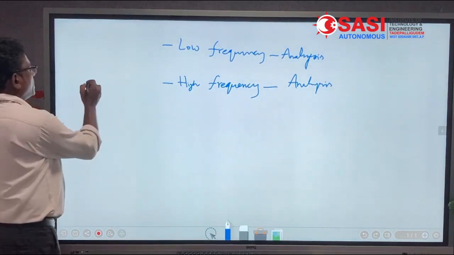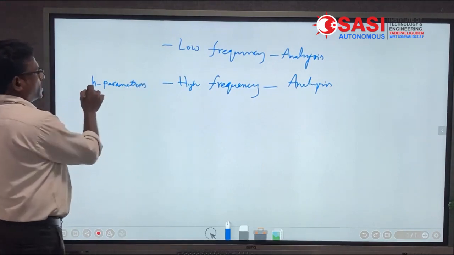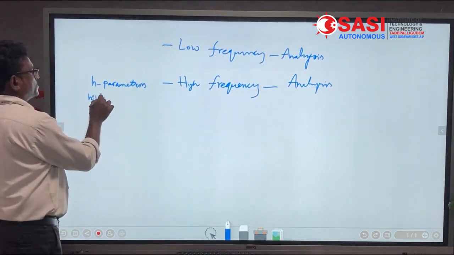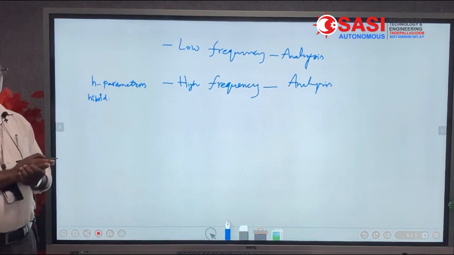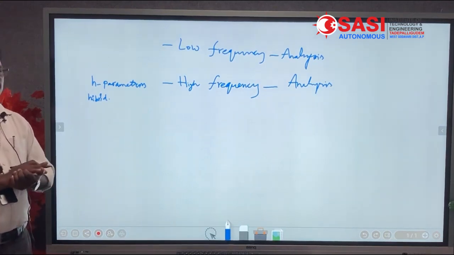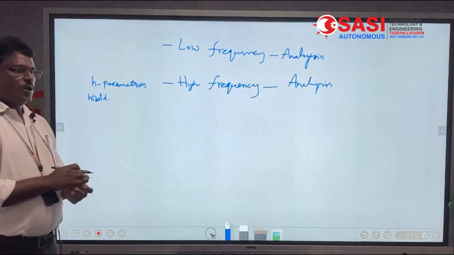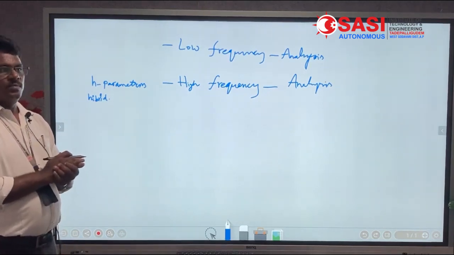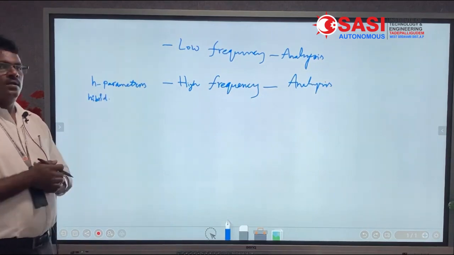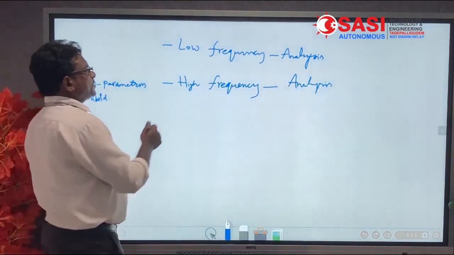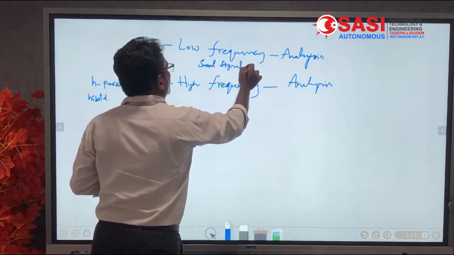Those parameters are called H parameters. H means hybrid parameters. Before going to electronic circuit analysis, you have to know the basics of electronics, what low frequency amplifiers are and what high frequency amplifiers are. Low frequency amplification deals with small signal frequencies, so it is also called small signal analysis.